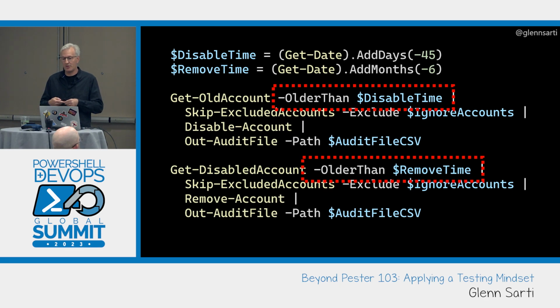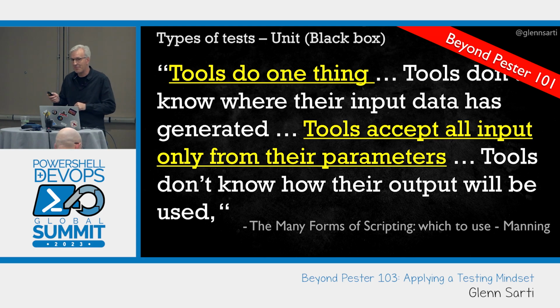So our new parameters are called older than and passed into date times explicitly so that the get old account and get disabled account functions no longer have that implicit dependency. So that's my second tip, avoid implicit dependencies. But again, these tips are not new.